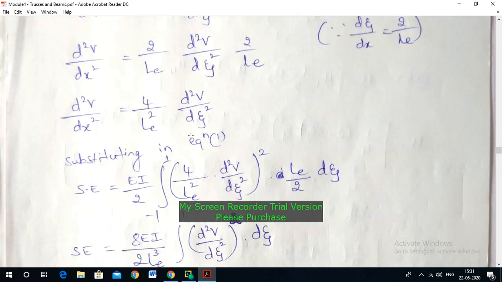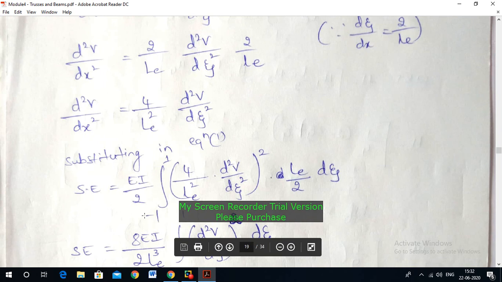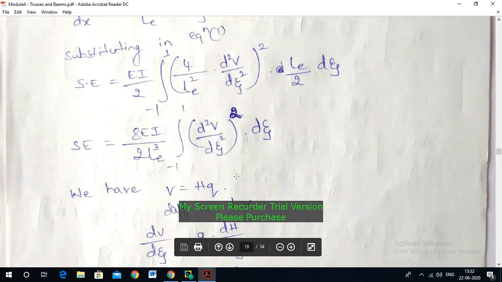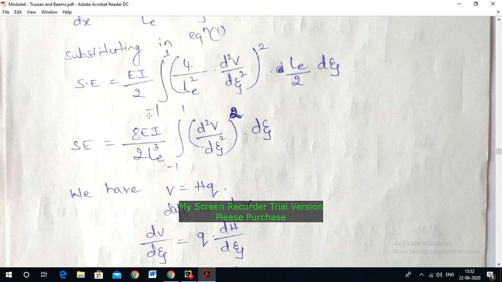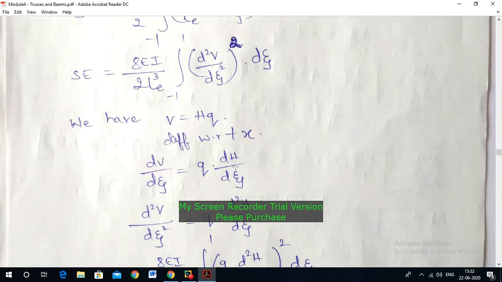Substituting this value of d square v by dx square in equation number 1, I will get strain energy is equal to EI by 2 integration from minus 1 to 1 of 4 by LE square, d square v by d zeta square, whole square, into LE by 2 into d zeta. Integrating this equation and applying the limits from minus 1 to 1, after simplification I will get strain energy is equal to 8 EI by 2 LE square, integration of d square v by d zeta square, whole square, d zeta.